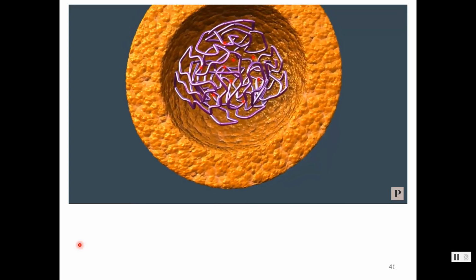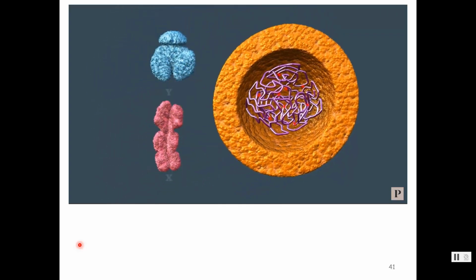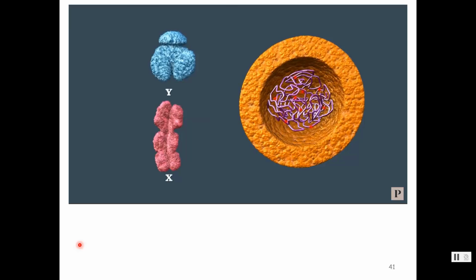The egg always contains an X, so if the sperm contained an X, the embryo develops into a girl. But if the sperm contained a Y, the embryo develops into a boy.